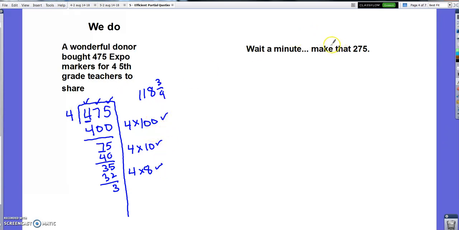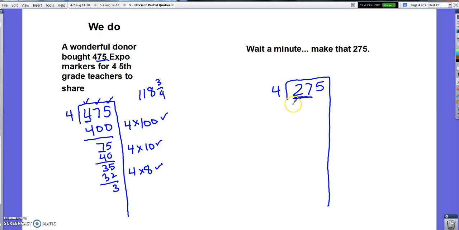All right, let's try another one. Wait a minute, make that 275 markers, not 475 markers. So if I do 275 divided by 4, I picked that because sometimes I've got this: when this digit in the hundreds place is less than this, I can't do 4 times 100. And so remember, in that case, I'm going to look out 2 digits.